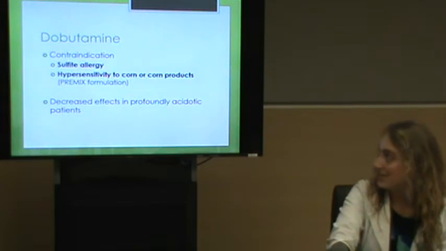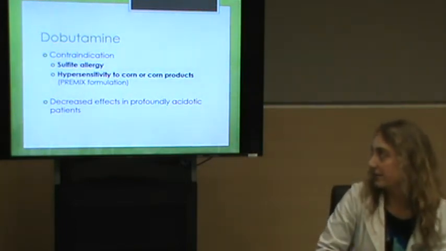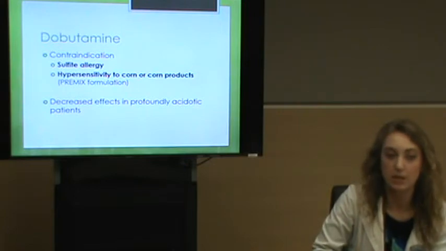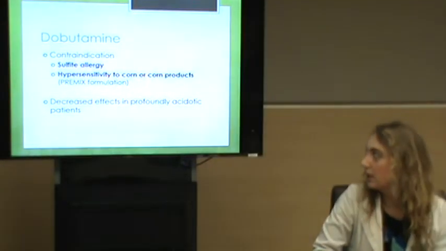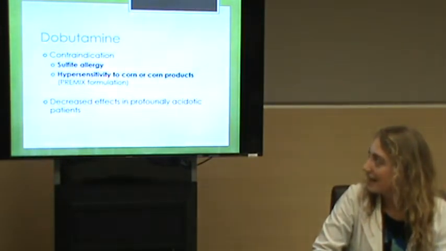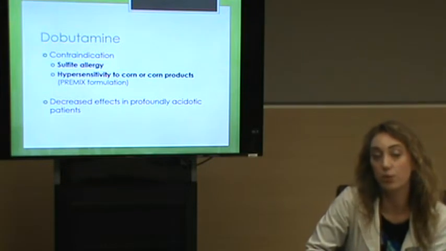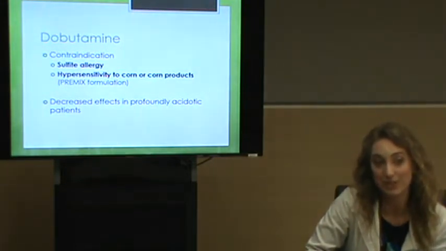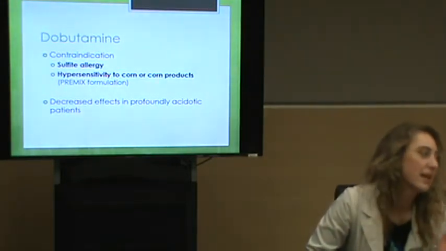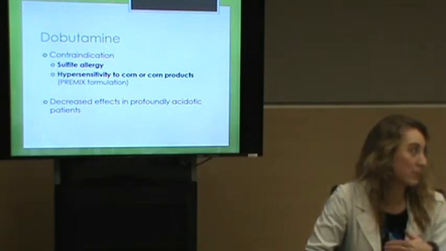For contraindication, dobutamine is the other one that is contraindicated with sulfite allergy, and this is because both of them contain something called sodium bisulfate. The other interesting contraindication is that it is contraindicated for anyone who has any sort of hypersensitivity to corn, because the premixed formulations all contain corn products. So since that's the only formulation that we have here, it's an important one to notice.